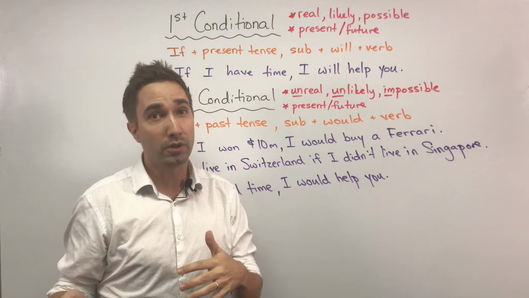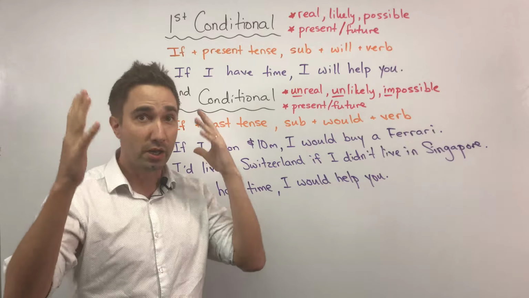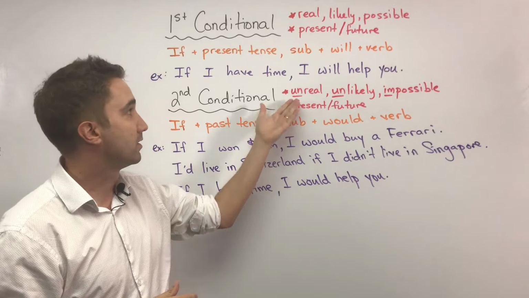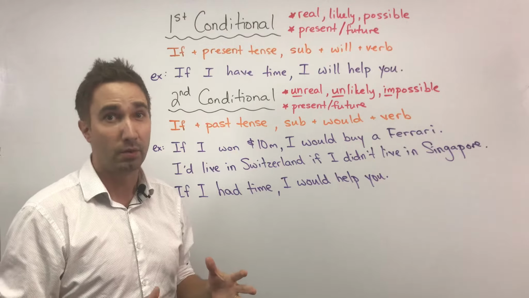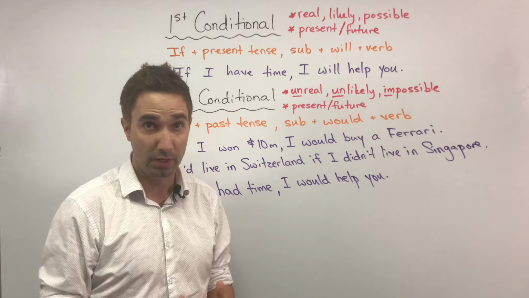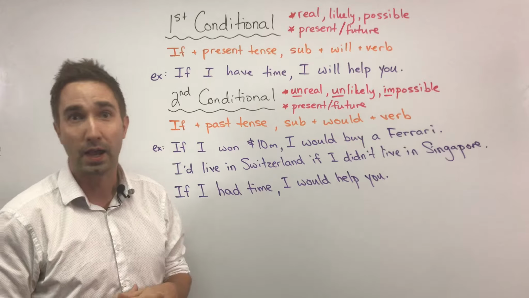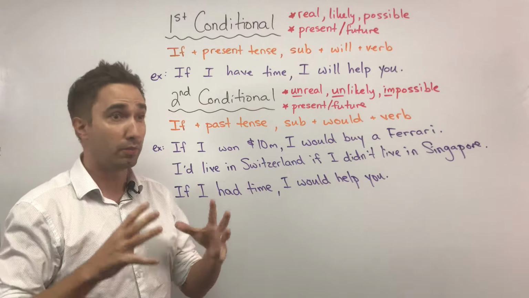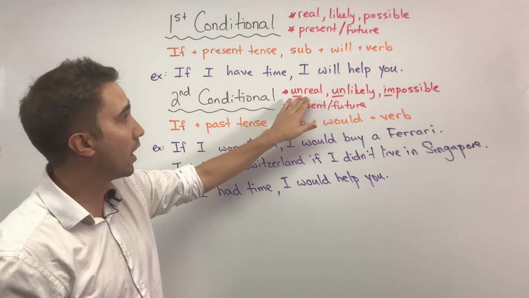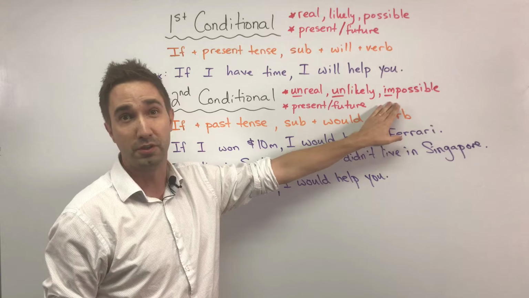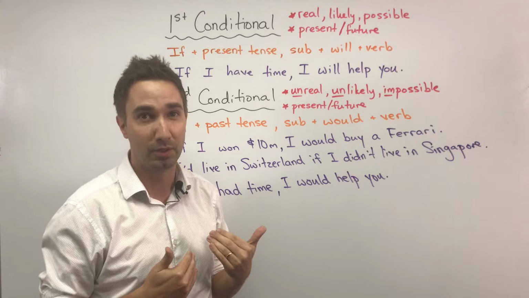Now, moving forward to the second conditional, here we're talking about imaginary situations, something that is unreal or unlikely or impossible. Now, it doesn't always have to be a crazy situation, like this first example. If I won $10 million, I would buy a Ferrari. Right? That's really unimaginable to win $10 million. That's a pretty unreal or impossible situation, or very, very low chance that I'm going to win $10 million.